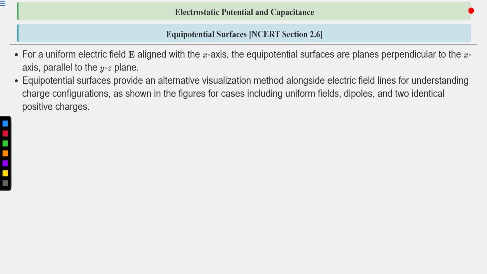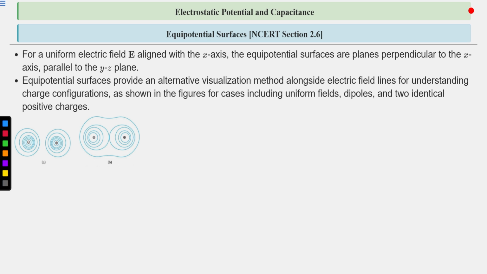Now there are some more charge configurations for which equipotential surfaces are shown. The first one is this negative and positive. This is a dipole. For a dipole, equipotential surfaces are in this form. You can also draw this. For a dipole, what are the electric field lines?